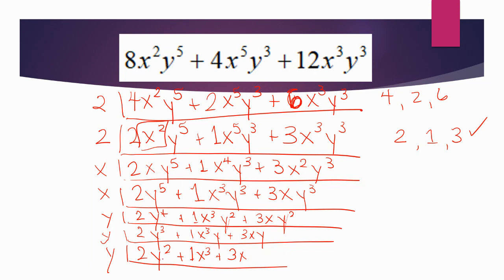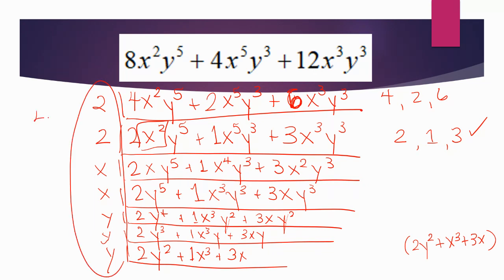I have a y still left here, but there's not another y left. So you're done. These are your leftovers. So 2y squared plus x cubed plus 3x are our leftovers. Then you're going to look down your line right here and multiply all these together.